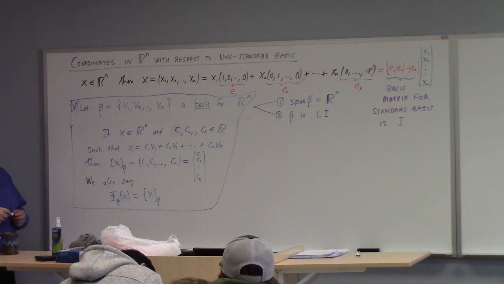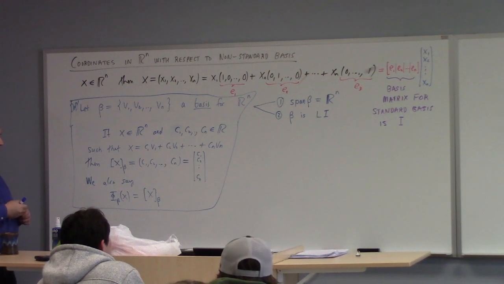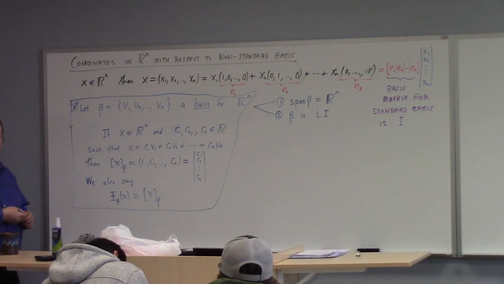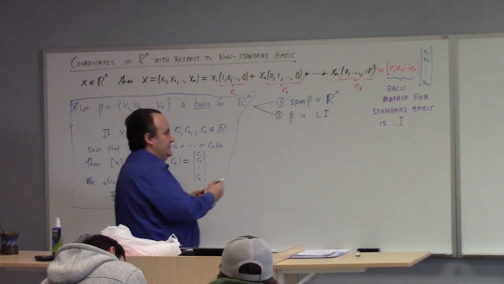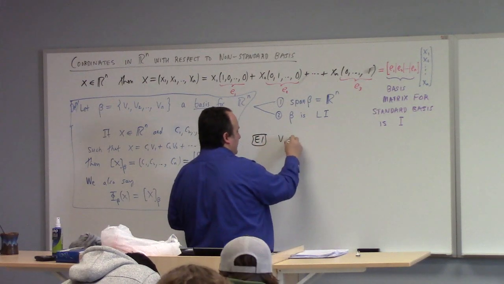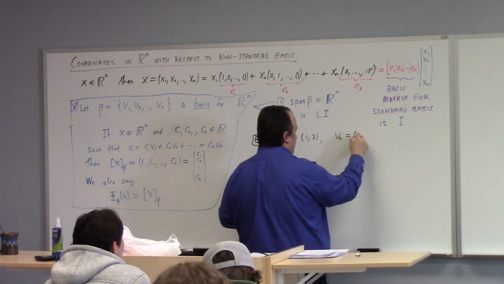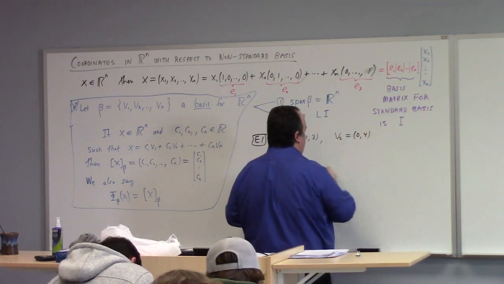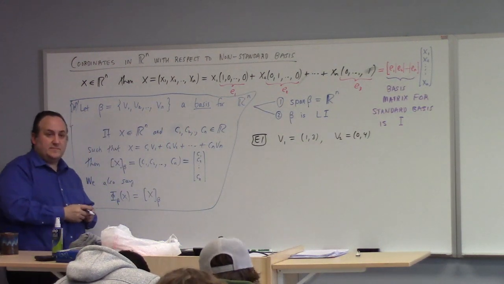All right. So can you guys tell me a simple condition that we could check to make sure something's a basis for Rn? Like what would be something we could do? How about this? I'm going to say V1 is like 1, 3, and V2 is 0, 4 for the sake of discussion. Does that form a basis for R2?